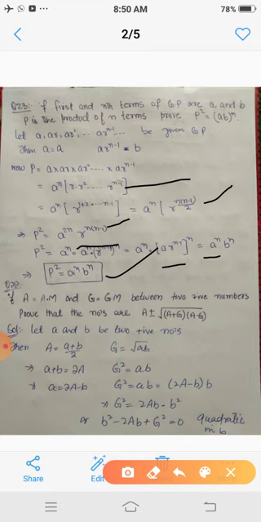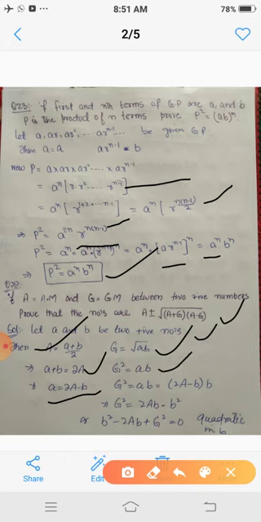Now the question number 29 is, if A equals arithmetic mean and G equals geometric mean between any two positive numbers, prove that the numbers are A plus minus root (A minus G)(A plus G). Let a and b be two positive numbers, then by definition A, the arithmetic mean, is (a plus b) upon 2, and G, the geometric mean, is root ab, which implies that from the first, a plus b equals 2A, or a equals 2A minus b.